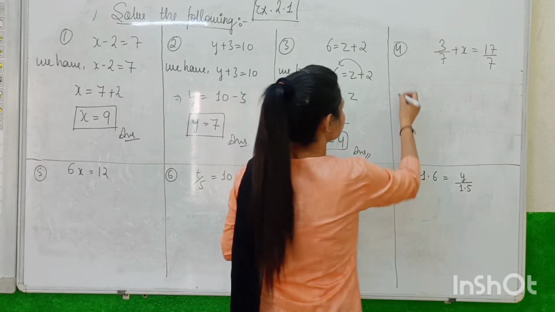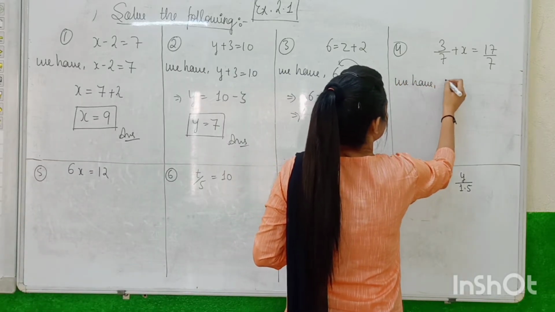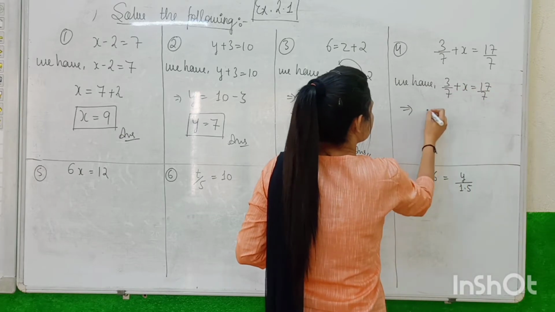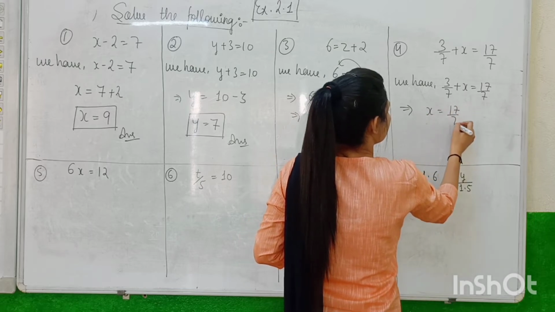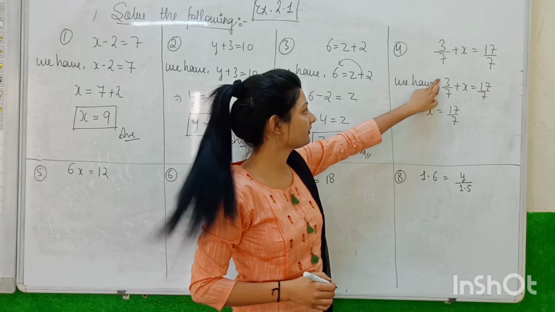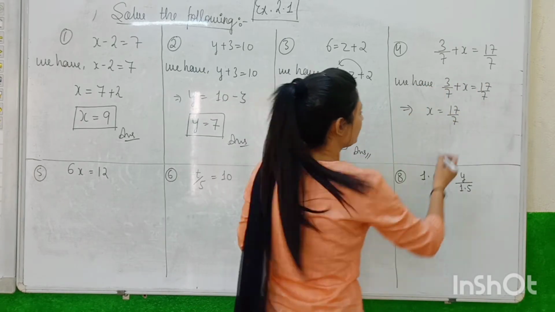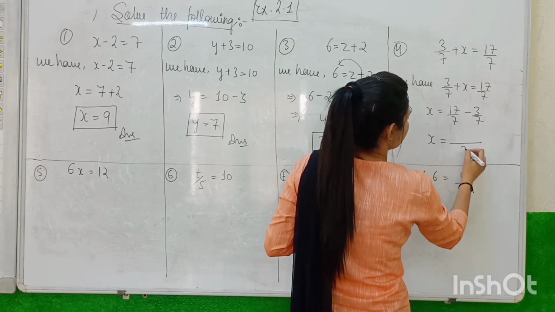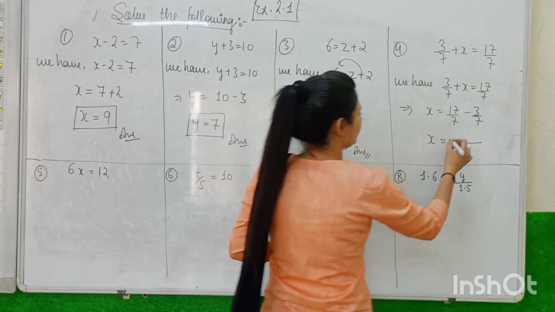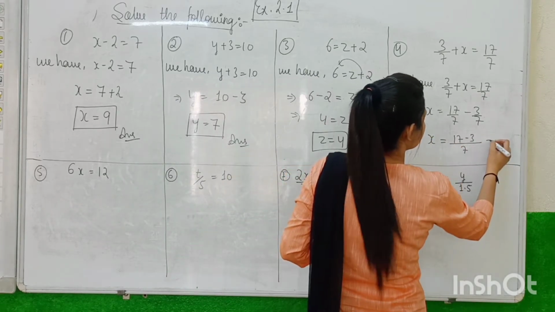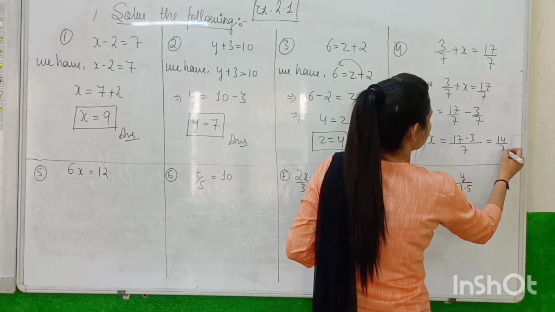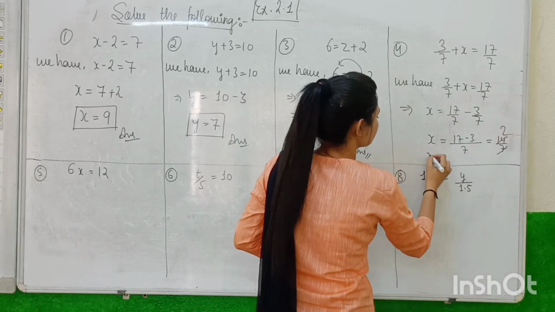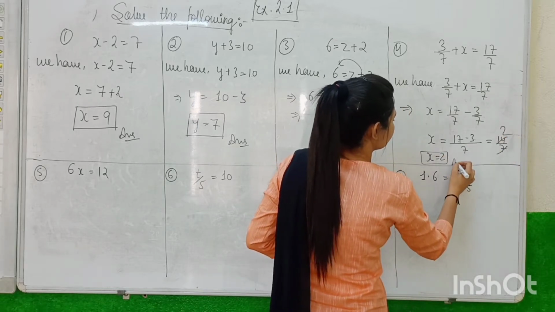Now here, what we have, 3 by 7 plus x is equals to 17 by 7. So this x will be kept here only, the 17 by 7. Now this plus 3 by 7 will go on the right hand side, and this plus will become minus. So x is equals to, the denominator is same, that is 7, 17 minus 3. So 17 minus 3 is 14 by 7. Now this 14 can be cancelled by 7, that is 2 times. So the value of x is 2.